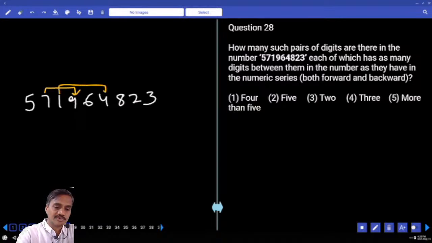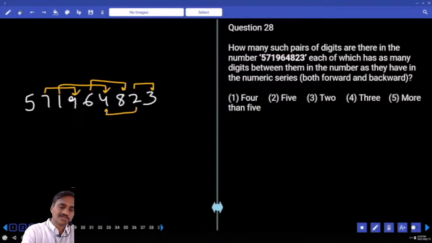1, 2, 4, there is one pair. 6 and 8, there is one. 2 and 3, there is one. So there are 4 altogether. Then in the reverse, we count again and get 5 altogether. And 5, that is choice 2 for question 28.